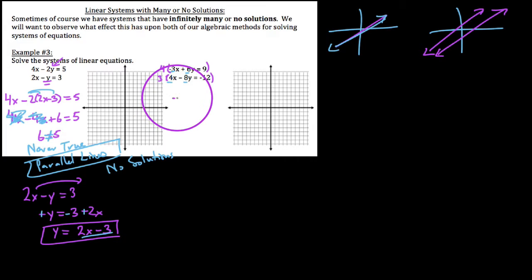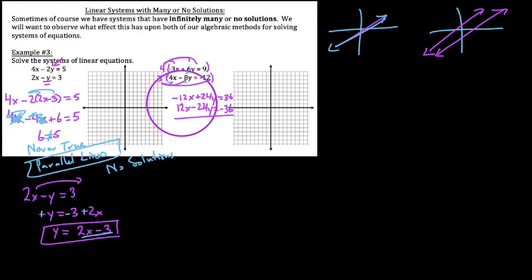So rewriting this system, we get negative 12x from the top equation, plus 24y, and this is equal to, now 4 times 9 is 36. Likewise, if we distribute this 3 through the second equation, we get a positive 12x, 3 times a negative 8 is negative 24y, and this is going to be equal to 3 times a negative 12, which is negative 36.